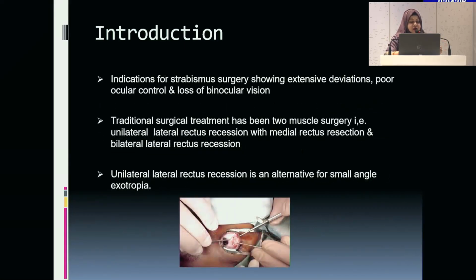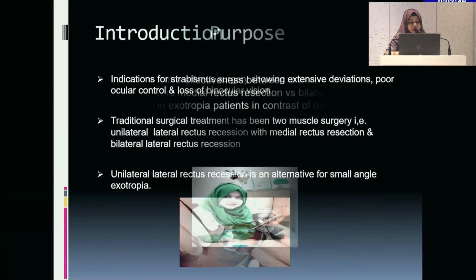The indication for strabismus surgery is showing the extensive deviation, poor ocular control, and loss of binocular vision. The traditional surgical treatment has been two muscle surgery, like unilateral lateral rectus recession with medial rectus resection and bilateral lateral rectus recession. The unilateral lateral rectus resection is an alternative for small angle exotropia.